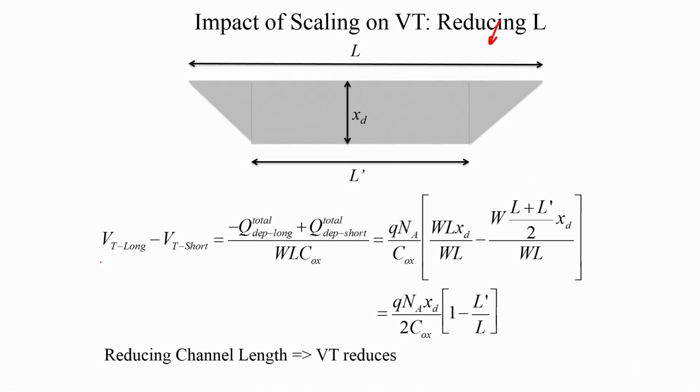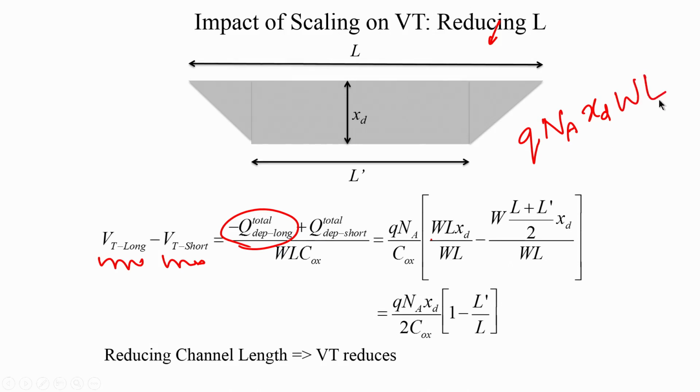So, let us take a difference. Let us say, what is the threshold voltage of the long channel device minus the threshold voltage of the short channel device. In the case of a long channel device, the total charge is almost going to be Q NA XD, that is a charge per unit area, into the total area, since L has not changed too much, it is only a small percentage of the L that has changed. We can also be more accurate, let us also do that, but let us just finish this first.